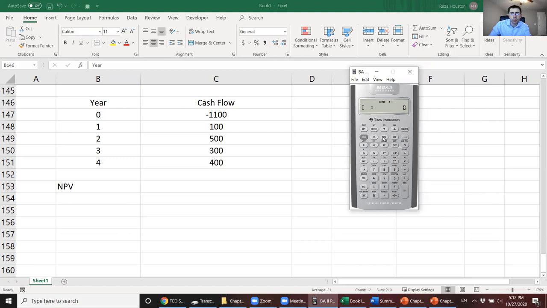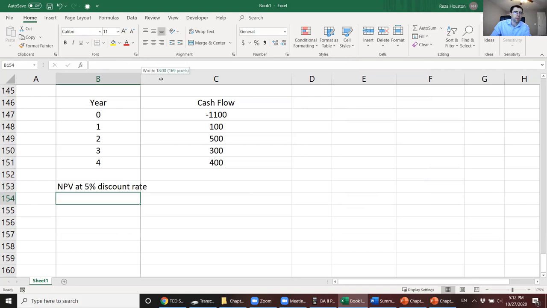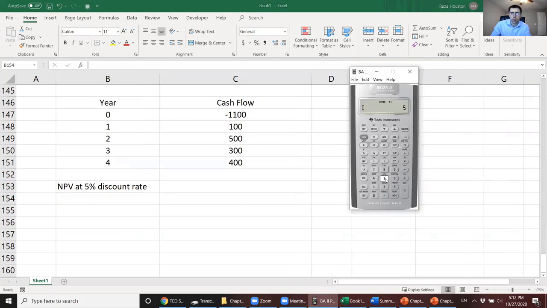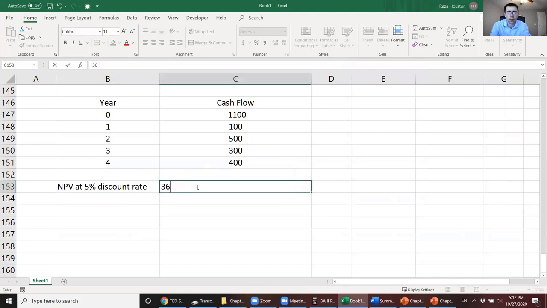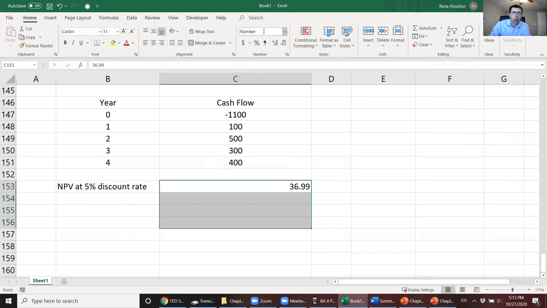Next, we hit the NPV button. And here we need to assign an interest rate. Let's just say our discount rate is 5%. Enter, hit down, hit compute, and our NPV in this case is 36.99. So, $36 and... mistake, that is a number.